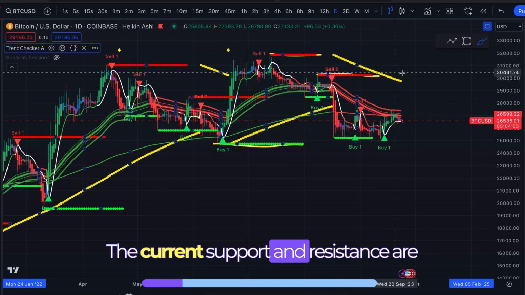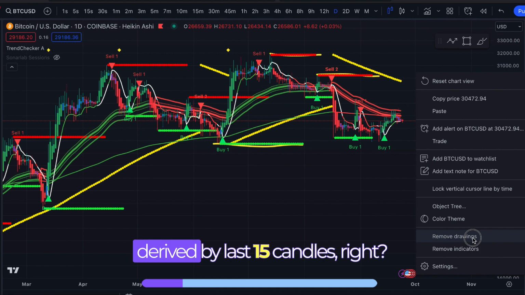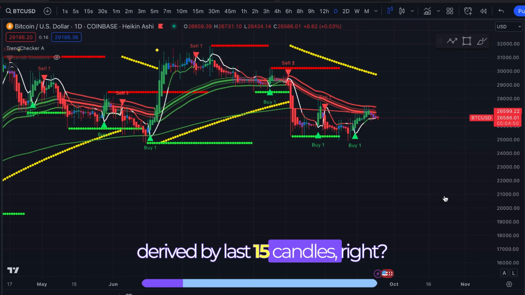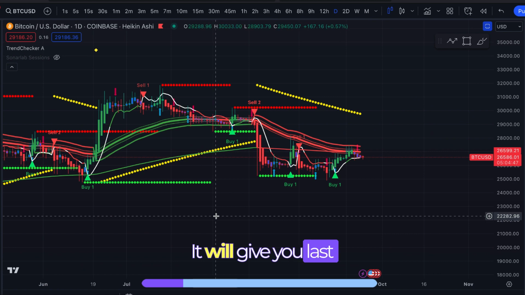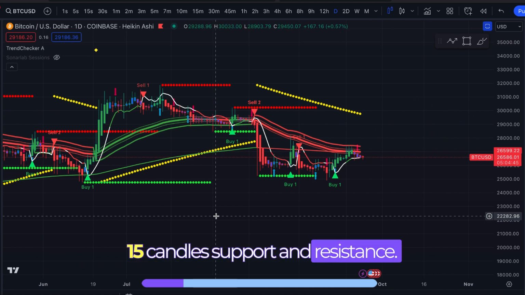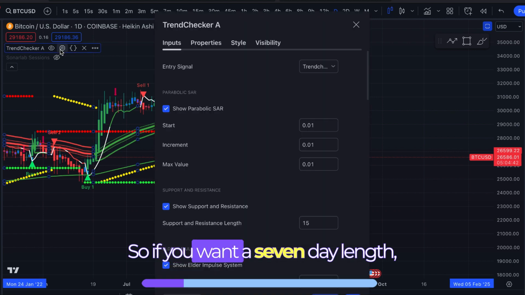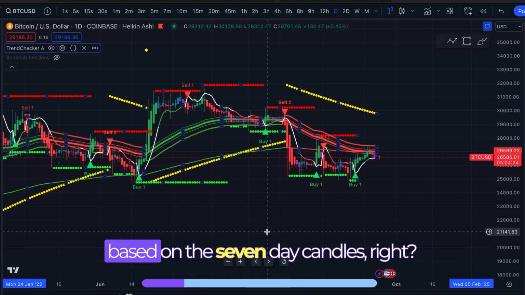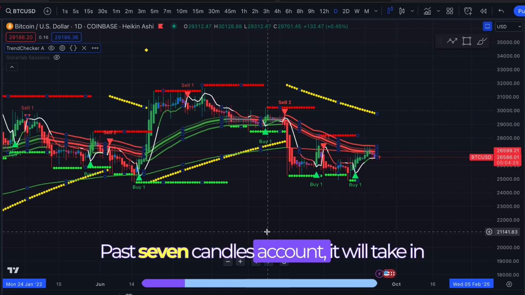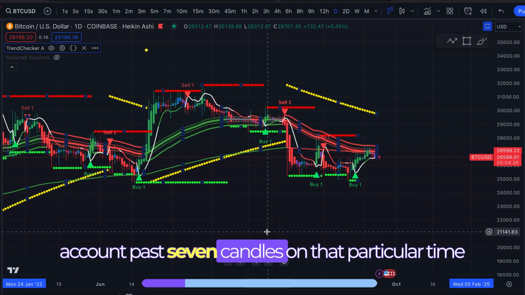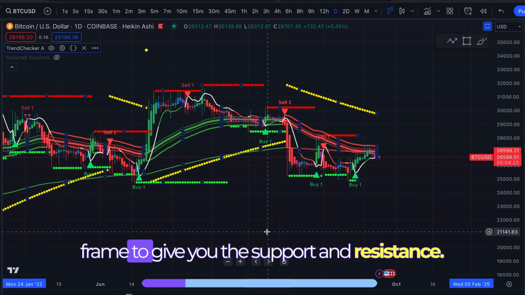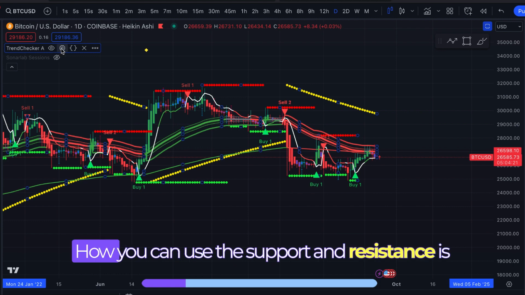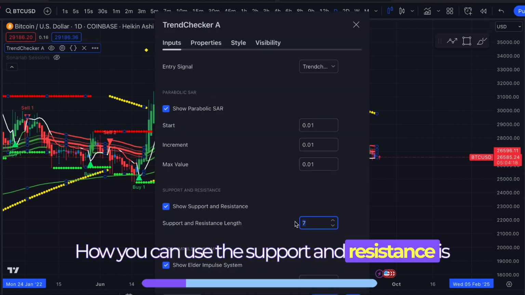The current support and resistance are derived from the last 15 candles, right? It will give you the last 15 candles' support and resistance. So if you want a 7-day length, it will give you a different support and resistance based on the past 7 candles on that particular time frame. How you can use the support and resistance is this.